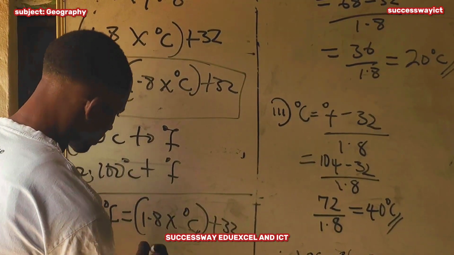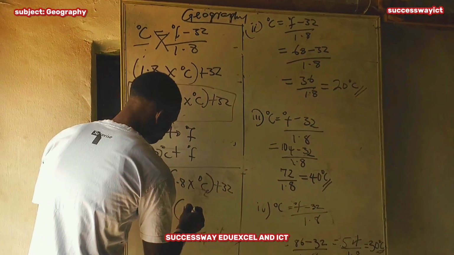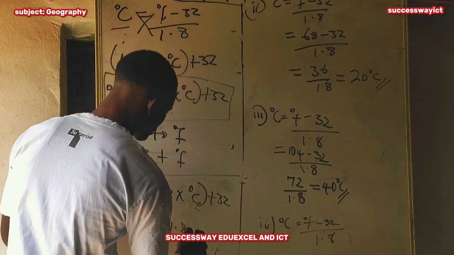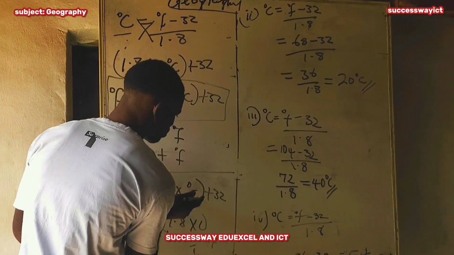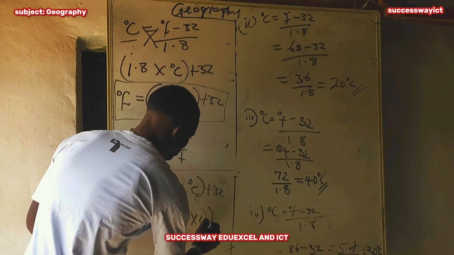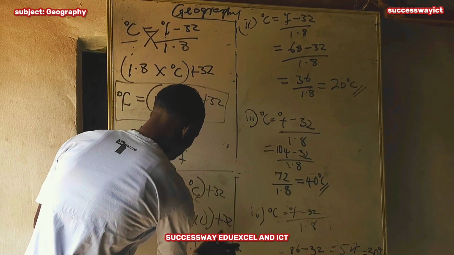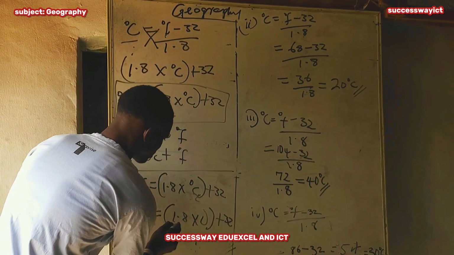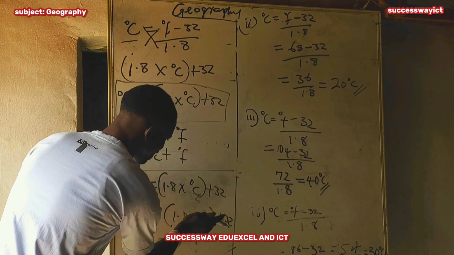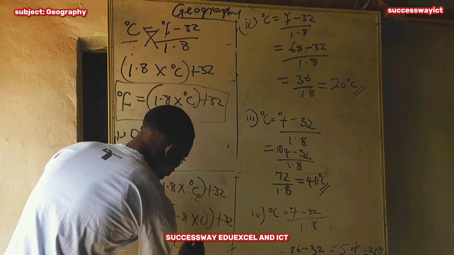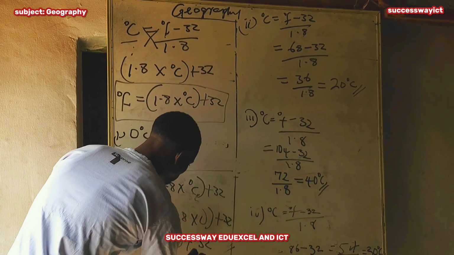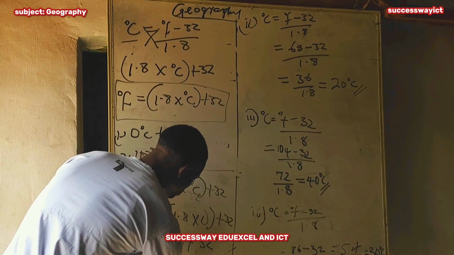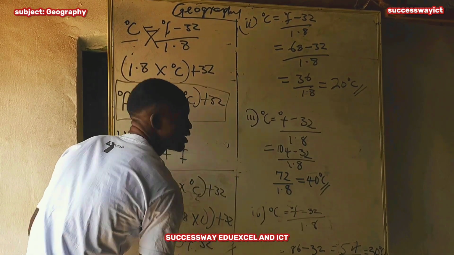Which is equal to 1.8 times 0, we are working for 0, isn't it? Put 0 here, plus 32. Open the bracket first. This times this is 0, plus 32, which is 32 degree Fahrenheit. Correct, right?